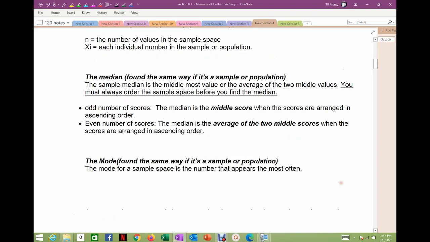Mode is just, again, found the same way. We usually just use words. We say sample mode or population mode. There are no symbols for them. We just use language, words. Mode is basically the number that appears the most often. Right? What number appears the most often?